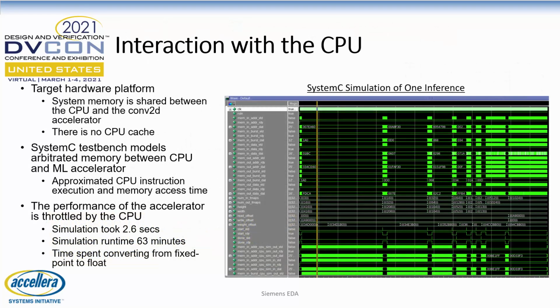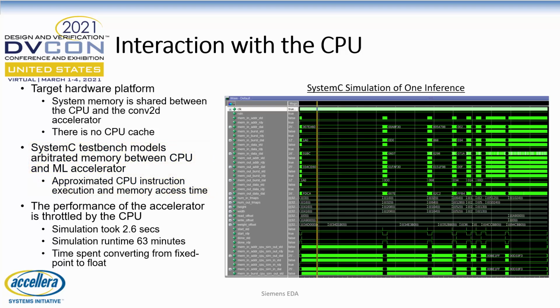The intended target hardware platform for this example is to have a system memory that is shared between the CPU, which performs the bias, activation, and max pooling functions, and the convolution accelerators. In this example, there is also no CPU cache. The SystemC test bench was rewritten to model the arbitrated memory between the CPU and our ML accelerator. The CPU instruction execution time was also approximated by adding delay into the SystemC test bench.